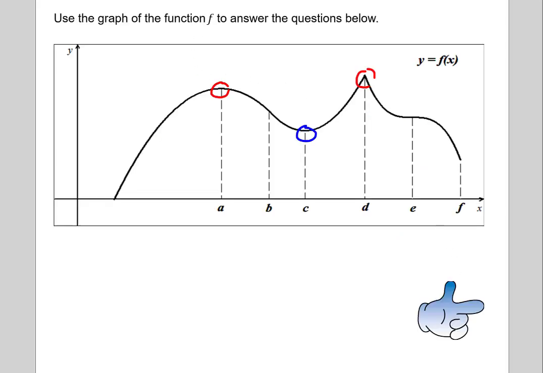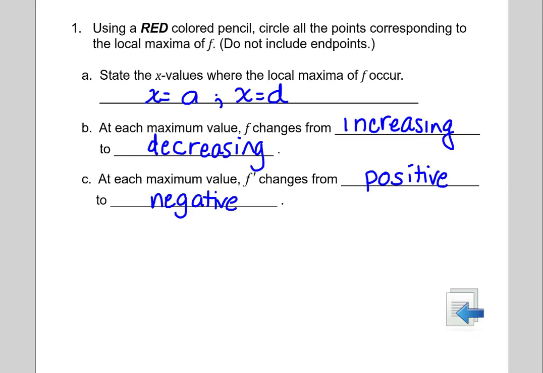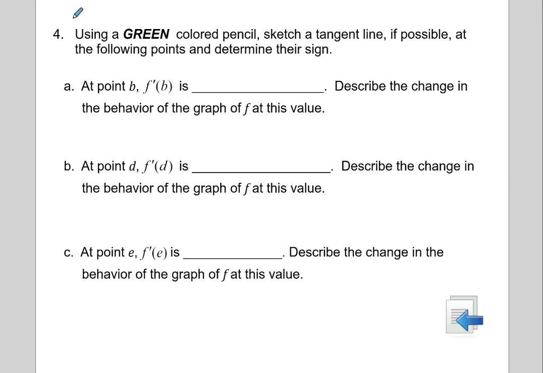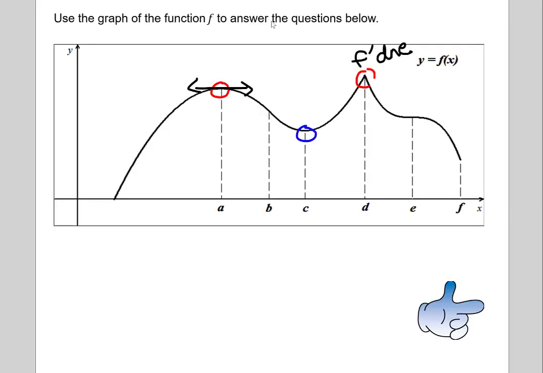So here my slope is 0, and here f prime doesn't exist. So no derivative at a corner or a cusp. Then in part C, number 4, we're going to use a green colored pencil and sketch a tangent line at the following points and determine their sign. So at point B, we want the derivative at point B with a green pencil.